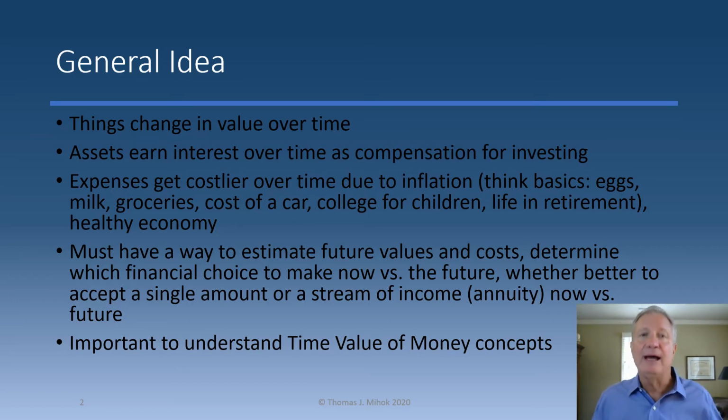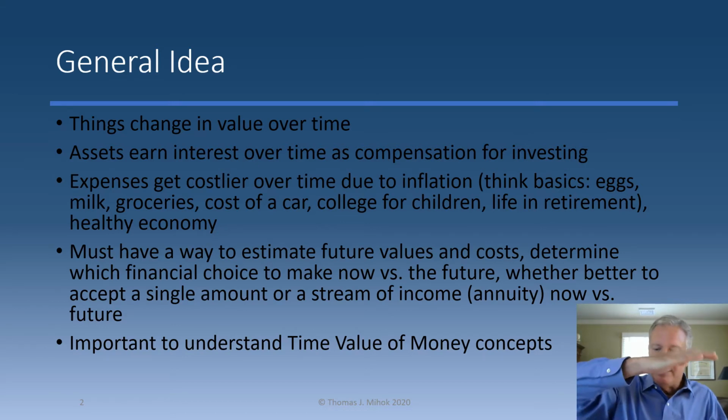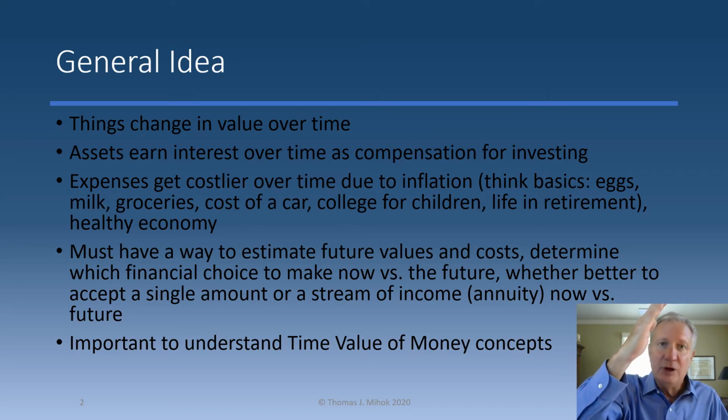Expenses get costlier over time due to inflation. Think about basic things like eggs, milk, groceries. You pay for milk today. I don't know what it is, but let's say it's $3.50 for a half gallon of milk. In 5 years, it's going to be $4.50 or something like that, right? The cost of a car, the cost of college tuition, the cost of retirement. These things change over time due to inflation, which is generally present in a healthy economy. In a healthy economy, prices go up reasonably over time. In a highly inflationary, poorly run economy, prices overinflate like this.